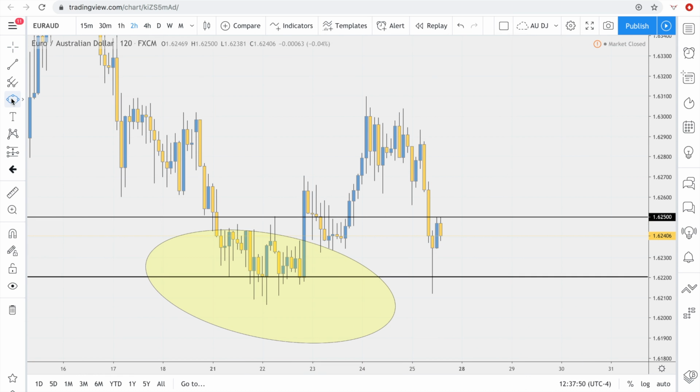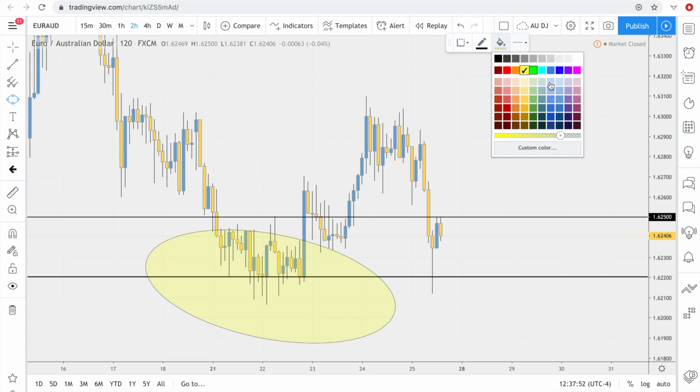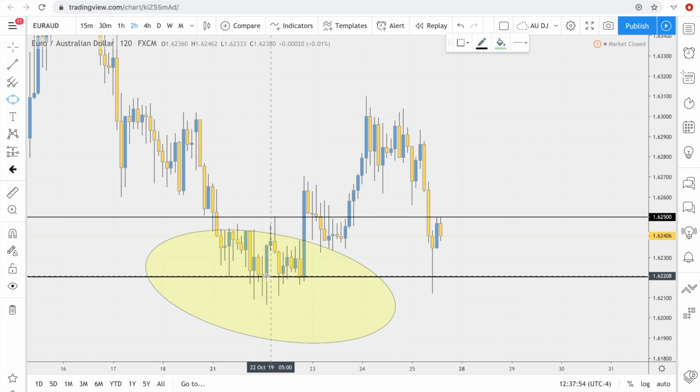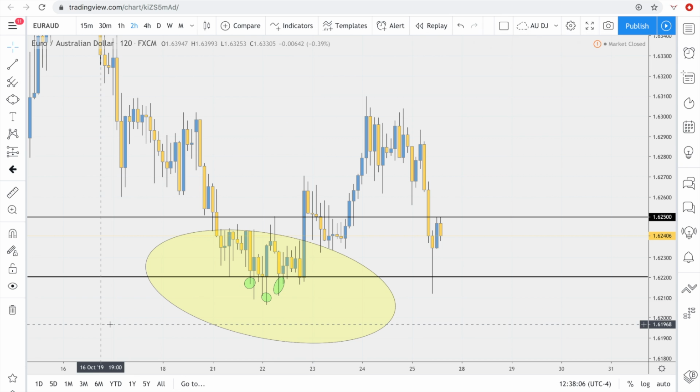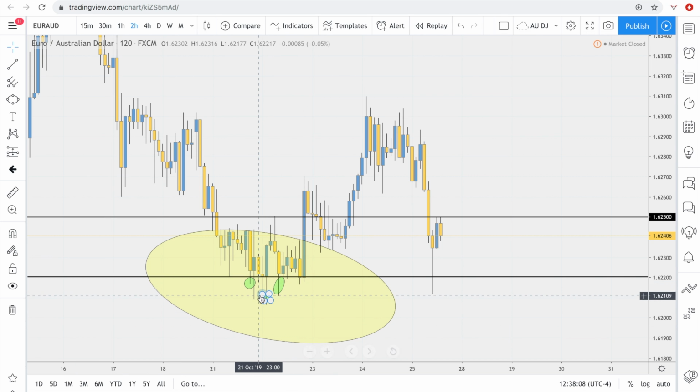On the 2-hour, let me draw another circle just so you guys can see this real quick, and look how easily you can spot a nice head and shoulders on the support level on the smaller time frame. So just again, more confirmations for your buy.